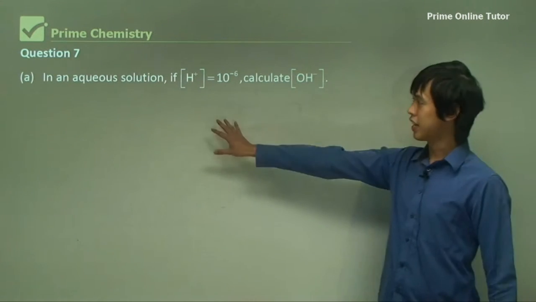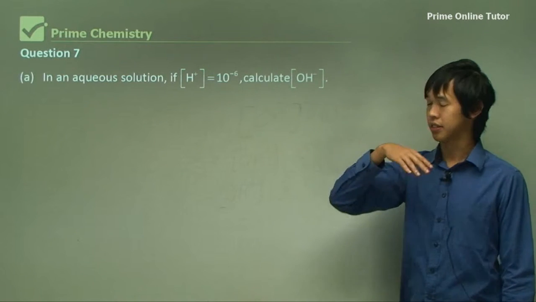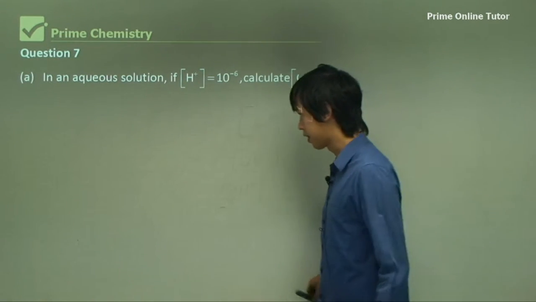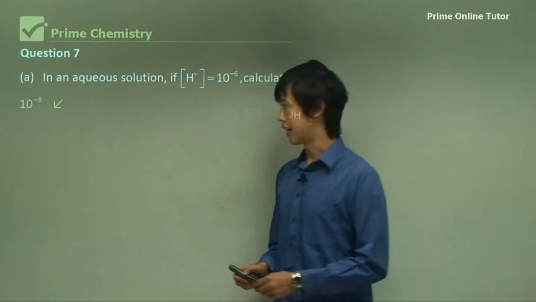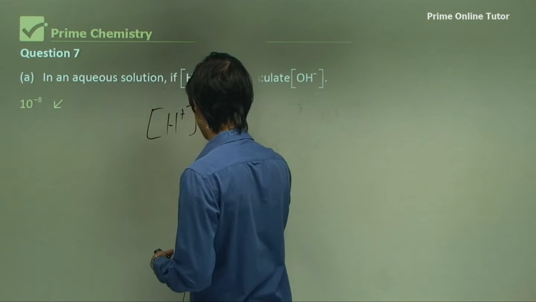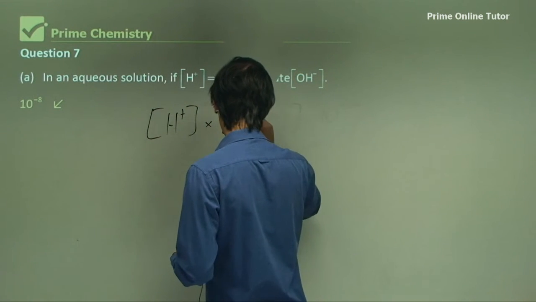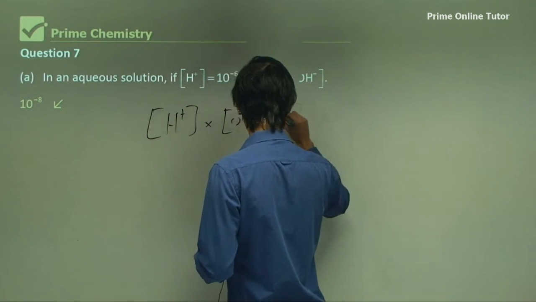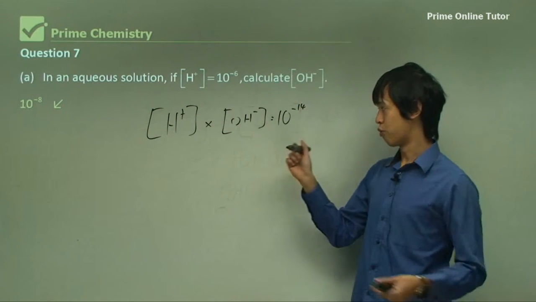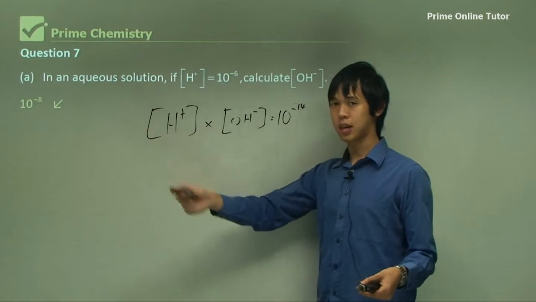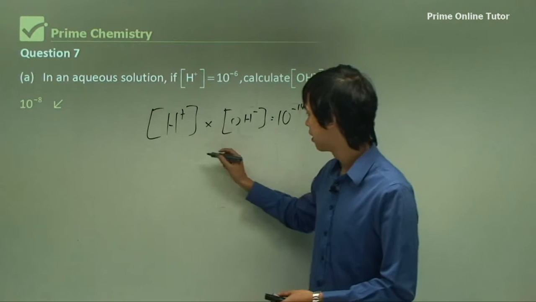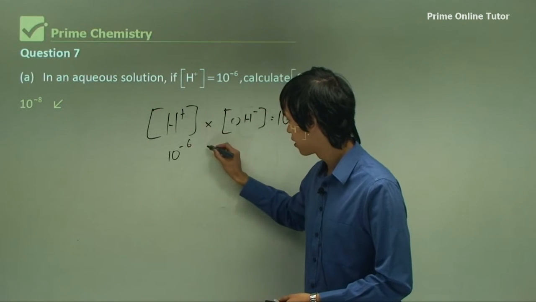Okay. So in an aqueous solution of H plus concentration equals 10 to the minus 6, calculate the OH minus concentration. Okay? The answer is 10 to the minus 8, and we get that by using that constant that I showed you. Remember that the concentration of H plus times the concentration of OH minus always is 10 to the minus 14.